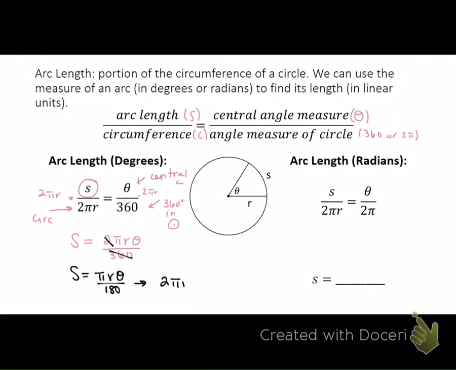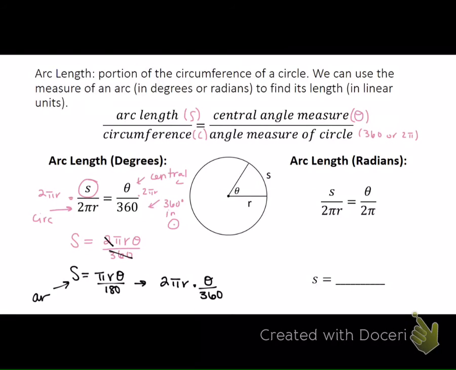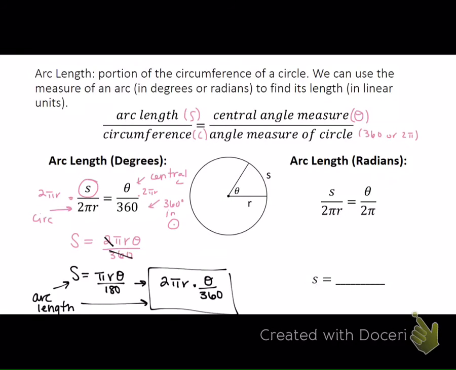Circumference is 2 pi r times theta over 360. So what this is basically saying is to find the arc length, all you are going to do is take the circumference, 2 pi r, and multiply it by the percentage of the circle that you're dealing with. Theta over 360 is dealing with the percentage. So if this is a 45-degree angle, I would do 2 pi r times 45 over 360. So I'm taking the circumference over that fraction of the circle.